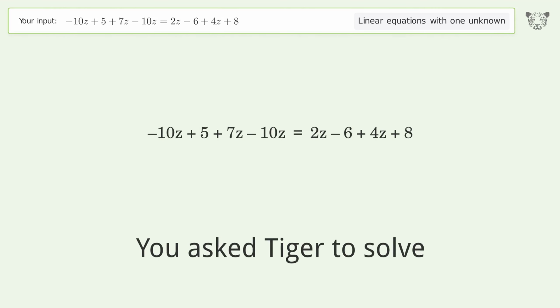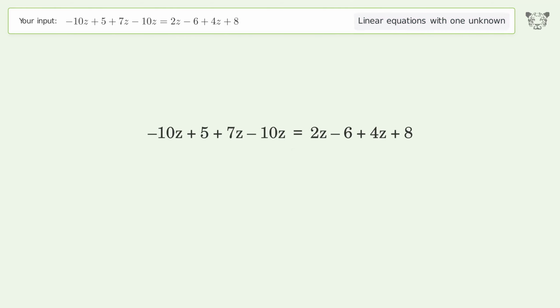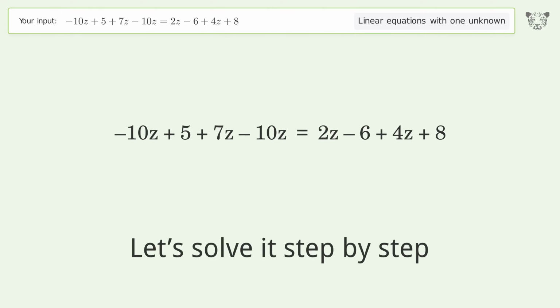You ask Tiger to solve this. It deals with linear equations with one unknown. The final result is z equals 3 over 19. Let's solve it step by step.